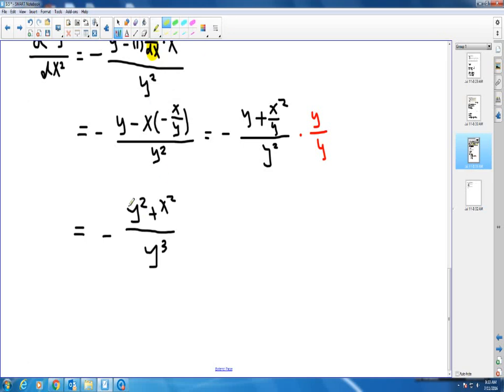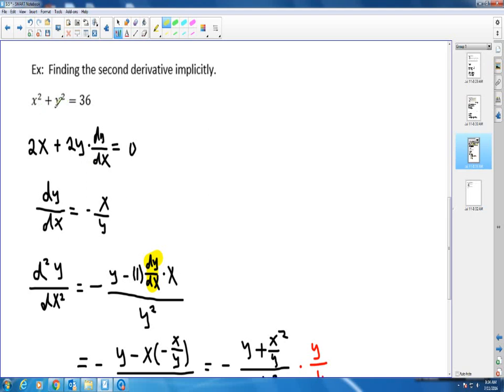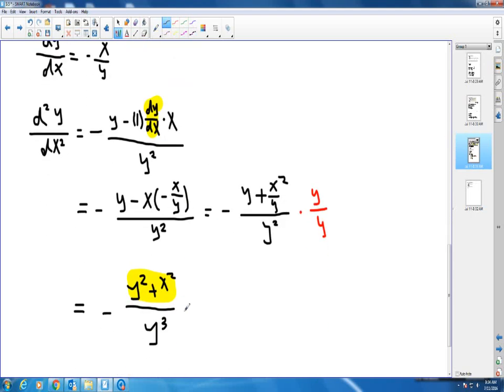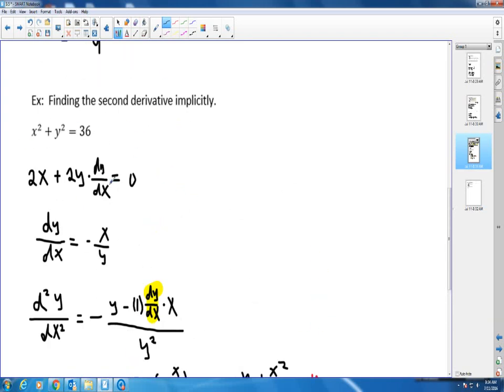And this is real neat. What is y squared plus x squared? And I go back to the beginning of the problem. y squared plus x squared is 36. So my answer will actually be negative 36 over y to the third. There you go. So a lot of substitution of the things that we already came up with, even going back to the original problem.